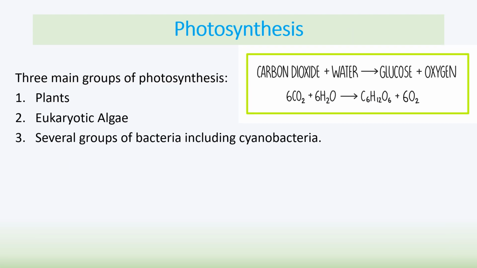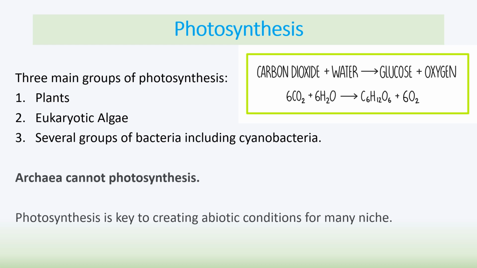Now obviously photosynthesis is a module you'll study in massive detail, so we're only going to mention this really quickly, but there are 3 groups that can do photosynthesis: plants, eukaryotic algae, and bacteria, including cyanobacteria, which you often see as blue-green algae. Archaea cannot do photosynthesis. So when you do the 3 domains, you'll hear about archaea. They are not able to do photosynthesis because they do not have chloroplasts.